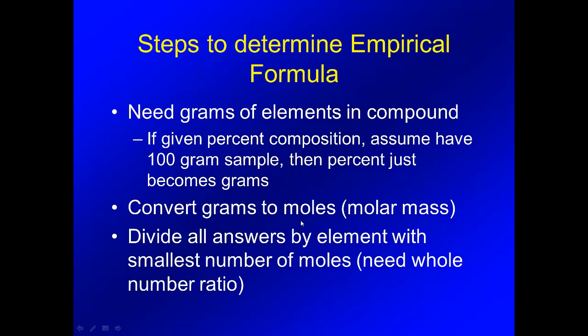The next step, you're going to divide all the answers by the element with the smallest number of moles, your smallest molar value. The reason, again, is that we need to get whole numbers. This step probably seems a little confusing, but don't just say, wait, I don't get it. Let's figure it out when we practice it, then it's going to make sense. But again, I just want you to write down the steps so when you go back and look at a problem, you understand what we're doing.